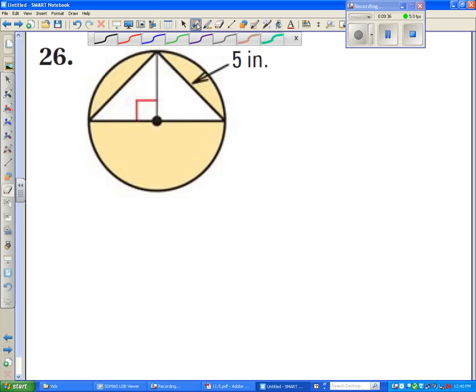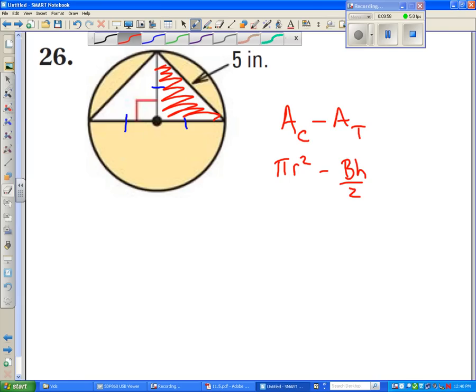Now, this is the radius, this is the radius, and this is the radius, which means that this is an isosceles right triangle. I need to find the area of the circle so that I can subtract away the area of the triangle. And I've got to find all the parts necessary to plug into this formula, pi r squared minus the area of the triangle, which is base times height divided by 2. I should probably write that a little differently as little b times the height divided by 2.